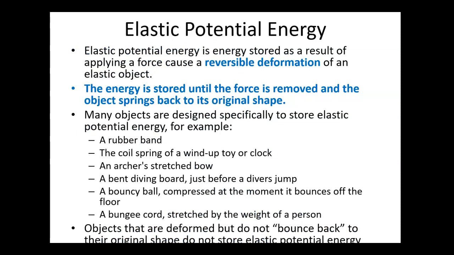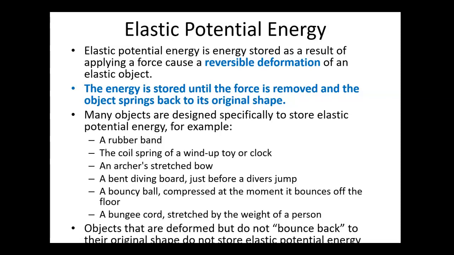When a spring is stretched or compressed, elastic potential energy is stored because the deformation of the spring, stretching it or compressing it, is reversible. So the energy is stored until the force is removed and the spring is allowed to return back to its original shape. There are many objects that are designed to take advantage of this elastic potential energy. Things like a rubber band. You can stretch a rubber band. When you release it, it goes back to its original shape.